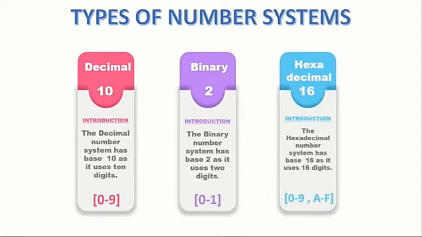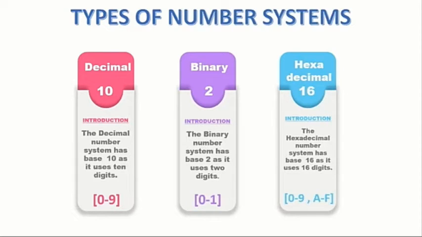And decimal is 10, binary is 2, hexadecimal is 16. What is decimal? The decimal number system has base 10. It means that the base of decimal is 10 and there are 10 digits, starting from 0 to 9. And next is binary. The binary number system has base 2. It means that in this there are 2 digits and the digits are 0 and 1.